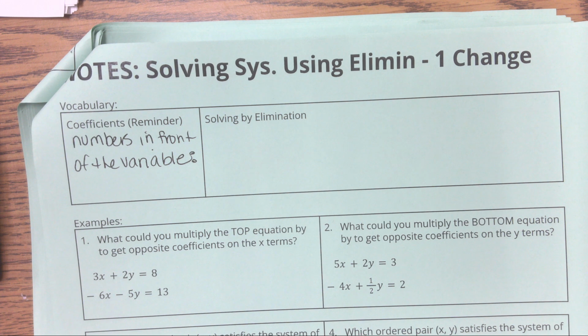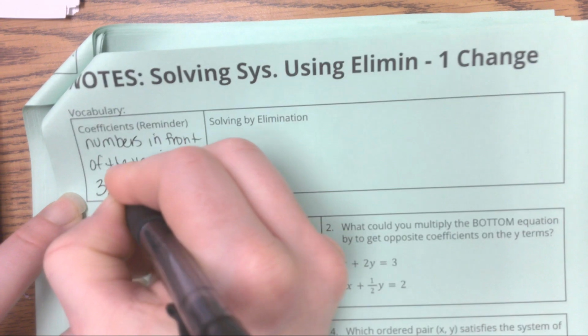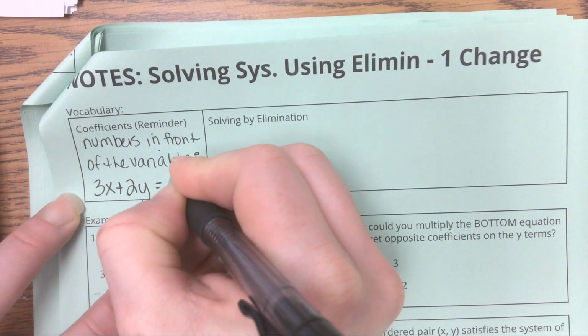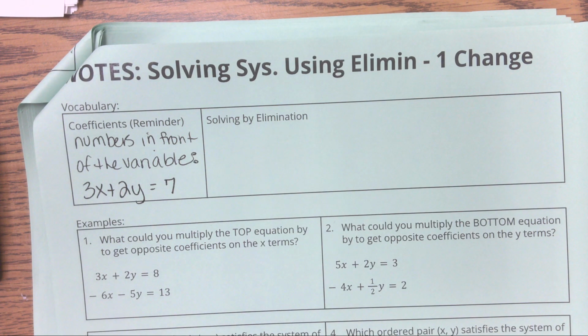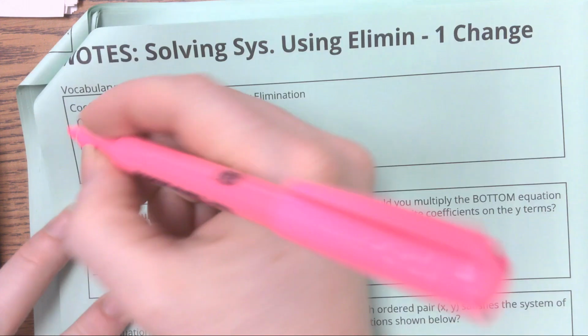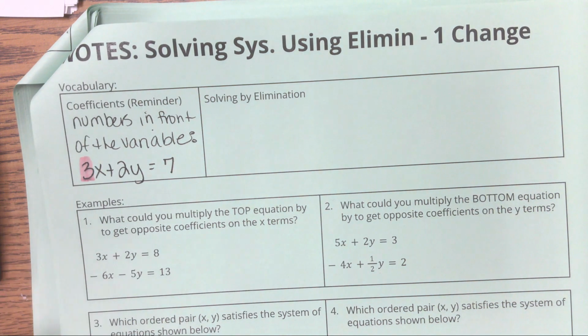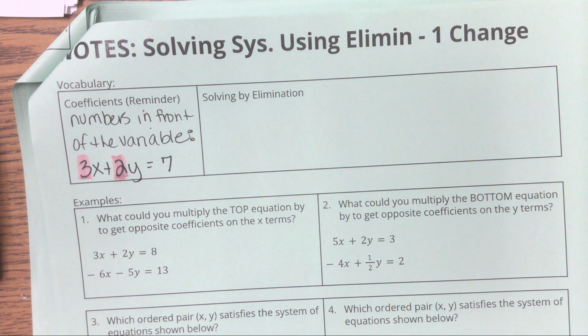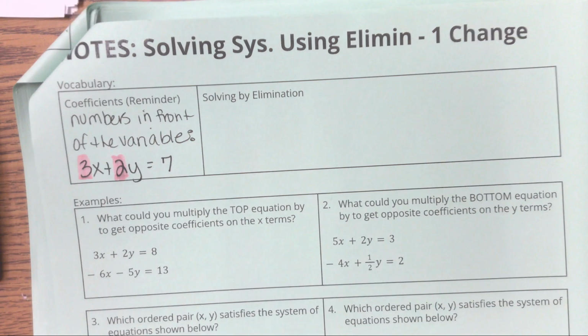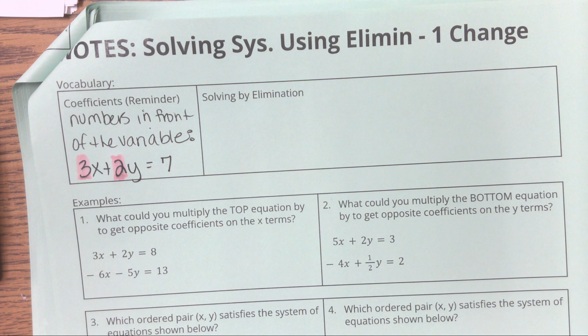Variable. If I had 3x plus 2y equals 7, what numbers are in front of some variables on that? Give me one. 3. The other one would be 2. 7 is not a coefficient because there's no variable behind it. We actually call a number with no variable behind it a constant. Okay?